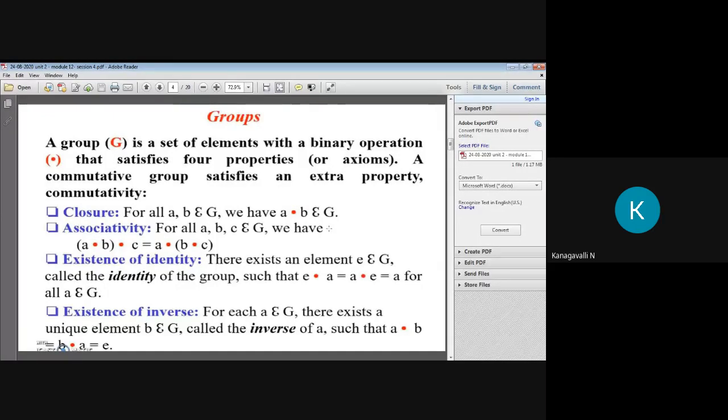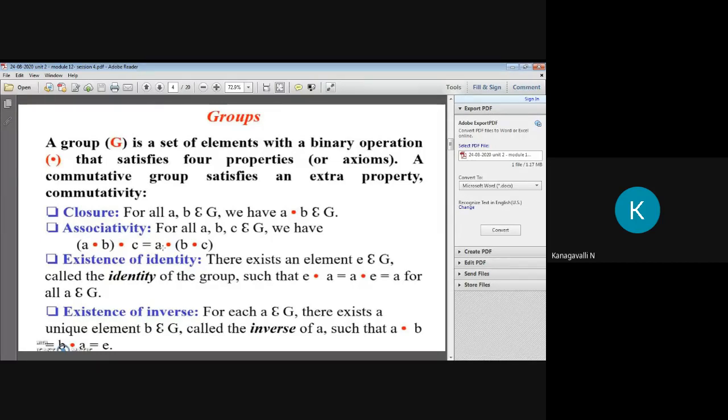This is our theoretical part. Associativity: for all a, b, c belonging to G, we write (a dot b) dot c equal to a dot (b dot c). See the brackets carefully. If you multiply a and b first, then the result is multiplied with c. This is equal to multiplying b dot c first, and then multiplying with a. Both are the same, which satisfies associativity.